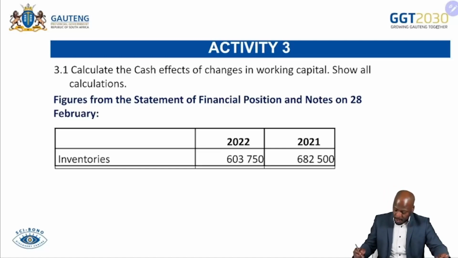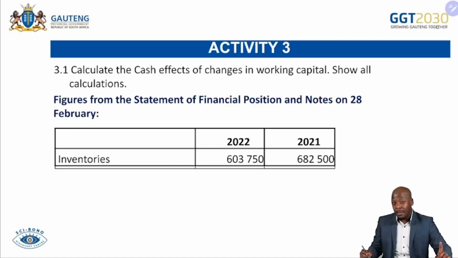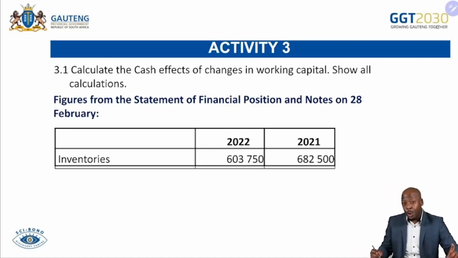In this particular case, it is important in the exam that you take note of your years. This is 2021 and this is 2022. You should remember to check your years lest you look at them in the opposite way. So if you look at it, it's 682,500 and then it has gone down to 603,750. In other words, we are having a decrease.